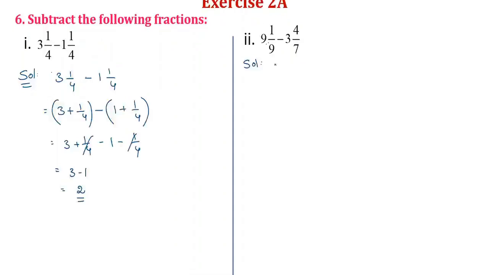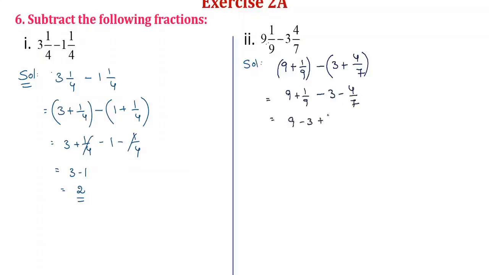Now to solve this problem, here also you have to split the fractions, like 9 plus 1 by 9 minus 3 plus 4 by 7. So now you can write it as 9 plus 1 by 9 minus 3 minus 4 by 7. Now we can write the whole numbers together here, 9 minus 3, and then fractions together, plus 1 by 9 minus 4 by 7.